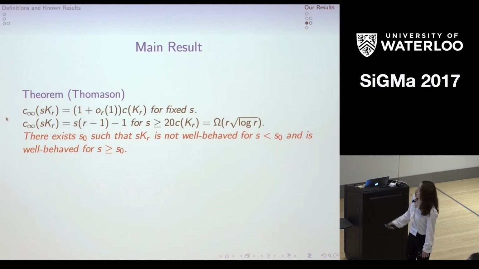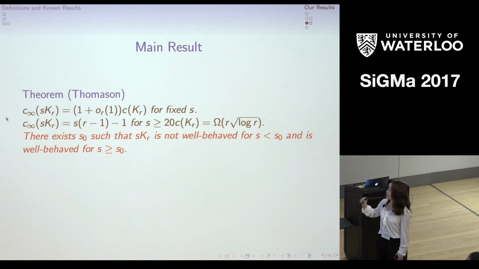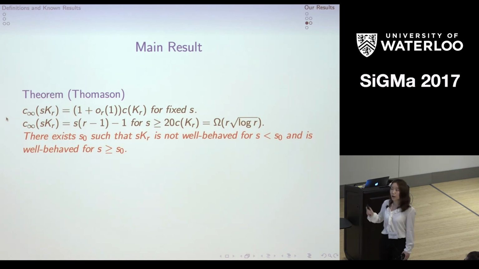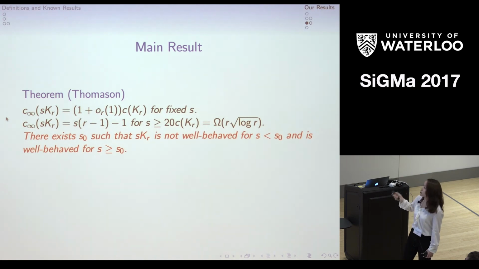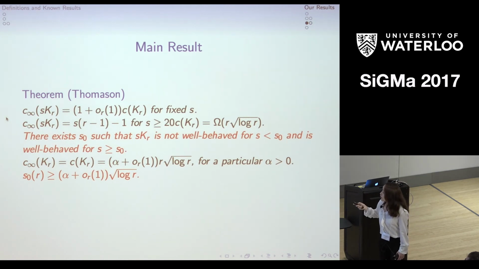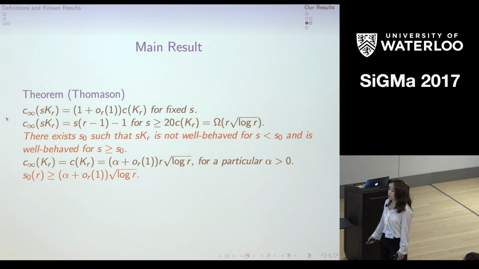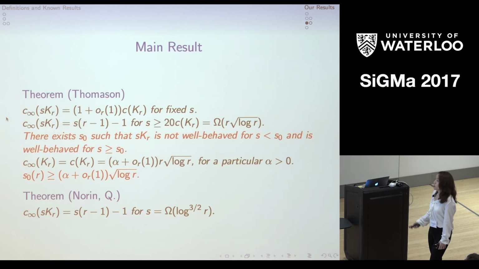As I've shown, Thomason's result basically says that there is a turning point: when s is large, then sK_r is well behaved, but when s is smaller than this, sK_r is not well behaved. So we're interested in this turning point. Thomason's result showed that the turning point would be smaller than or equal to r square root of log r. On the other side, from the result for K_r, you will know that s_0 is definitely larger than square root of log r, and Thomason mentioned in his paper that it is likely on the order of square root of log r. So we significantly improved it to be a polynomial in log r.